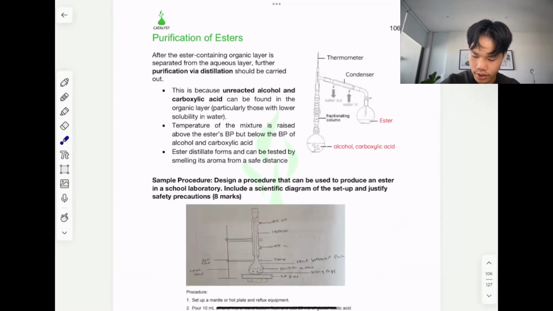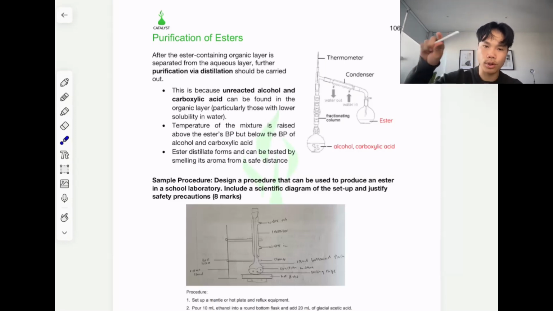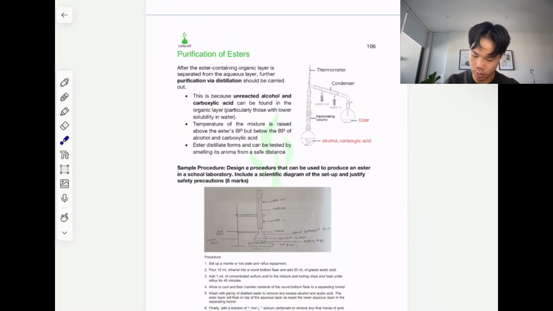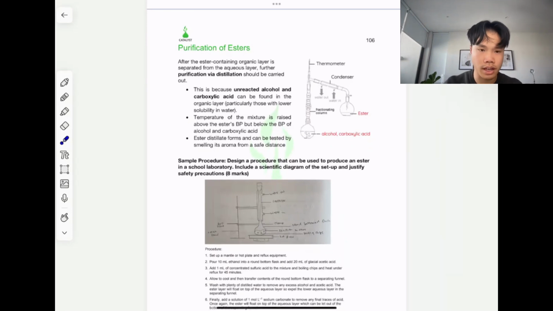The other way is you can use a distillation process where, if you have alcohol, carboxylic acid, and ester, the ester should have the lowest boiling point. So if you know the boiling points, you would heat to just above the ester's boiling point in order to boil it out, condense it, and reform it as liquid in a separate sample. But be wary that you cannot use this if the boiling points aren't very different.